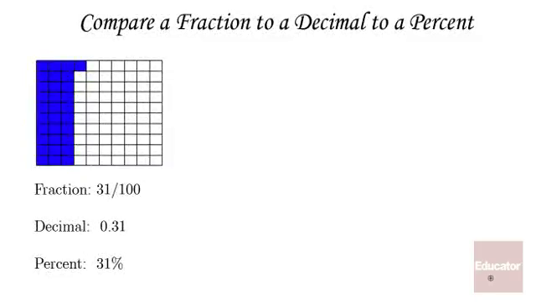Let's compare a fraction to a decimal to a percent. Let's look at this box here. This is an entire unit of 100 boxes, and out of the 100 boxes, 31 have been highlighted blue. So the fraction that has been highlighted blue is 31 out of 100. As a decimal, that would be written as 0.31. If each of these boxes represented a penny, that would be 31 cents. And the percentage is 31 out of 100, or 31%.